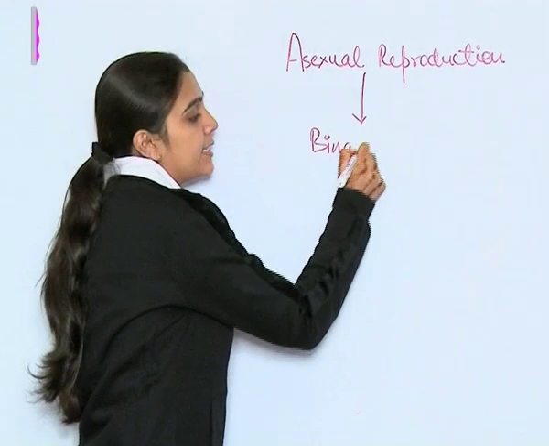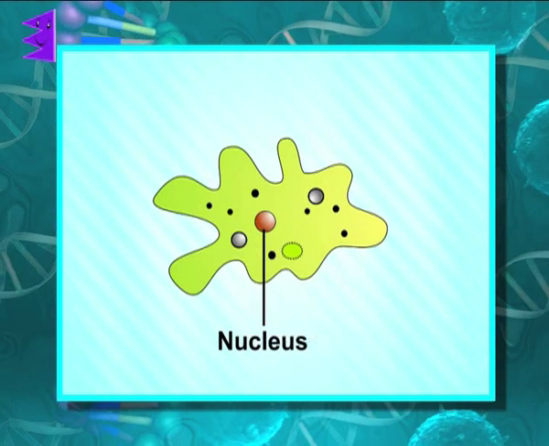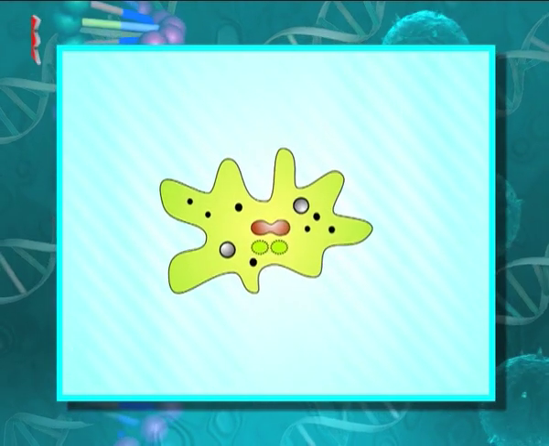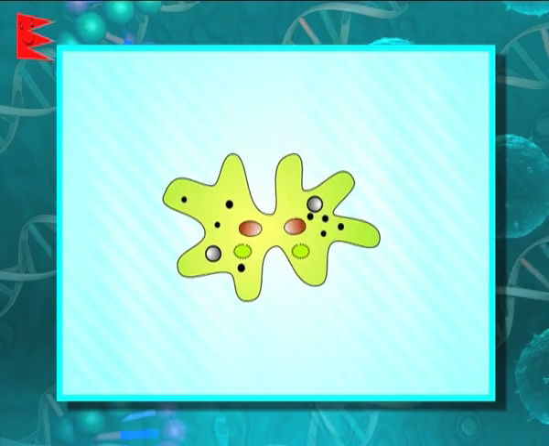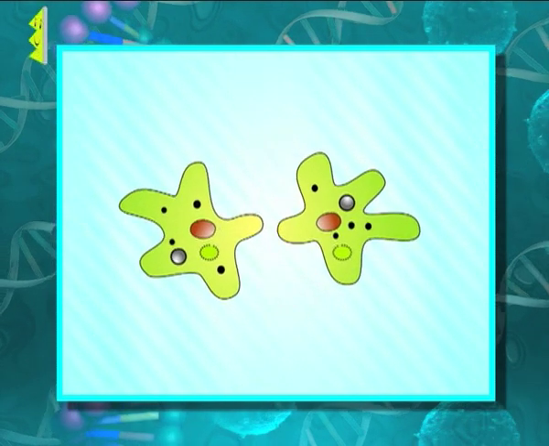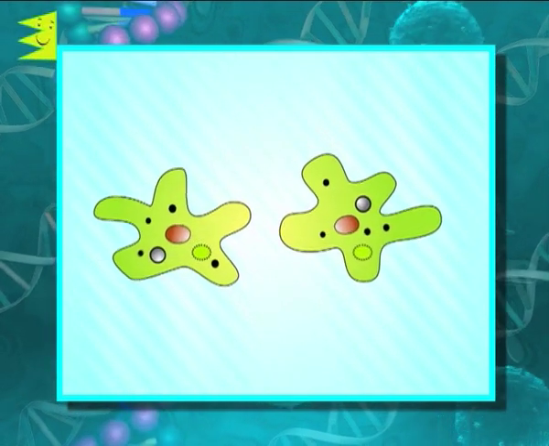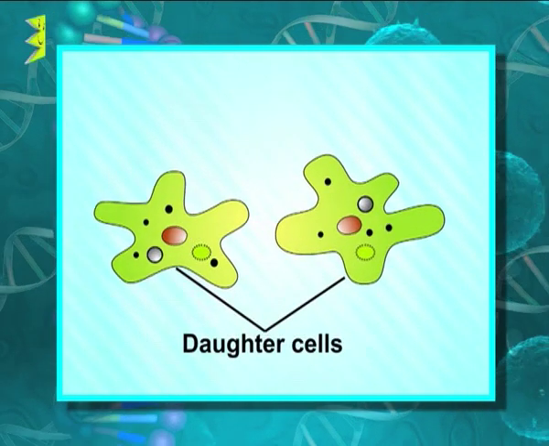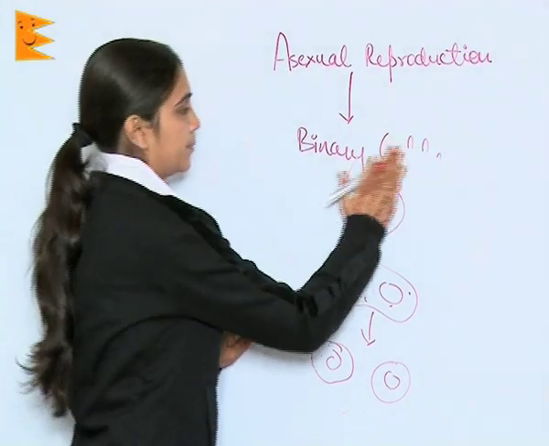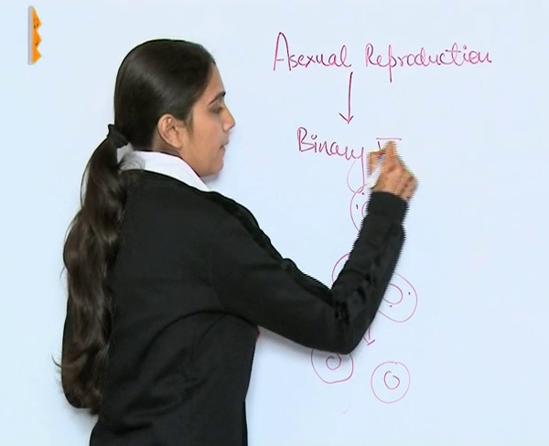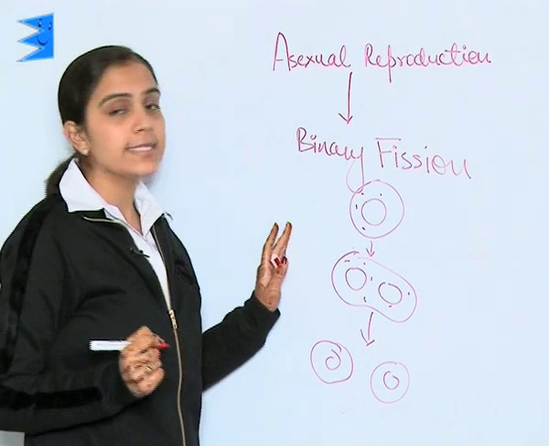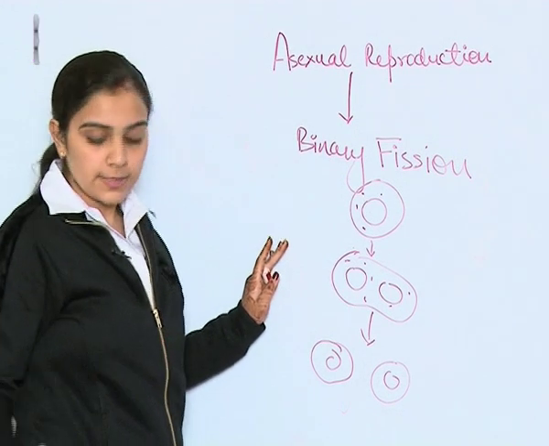The parent cell grows and with time it divides itself into two equal halves, and thus two identical offspring are reproduced like this. This is binary fission. This process is usually seen in amoebas.